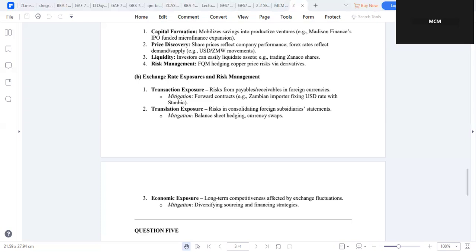So how do you mitigate this? By diversifying your markets and currencies, by sourcing inputs locally or in stable currencies, or using natural hedging. Okay.